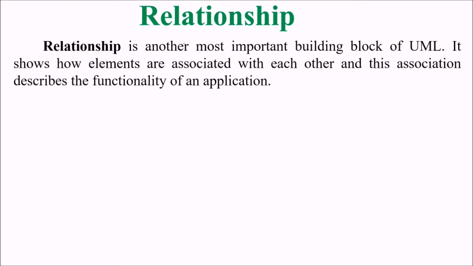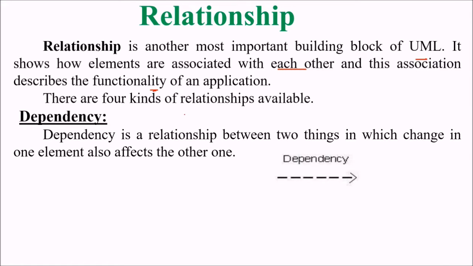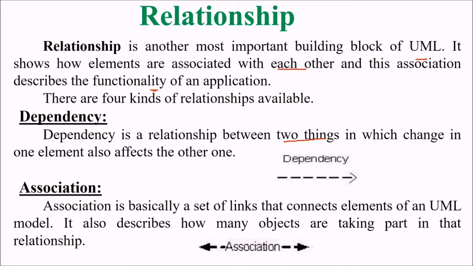of a UML element. Then comes the relationship. Relationship is one of the most important building blocks of UML. It shows how elements are associated with each other, and their association describes the functionality of an application. So there are four kinds of relationship available. Dependency. What is dependency? It is a relationship between two things in which change in one element will also affect the other. Dependency. Association. Association is basically a set of links that connects elements of a UML model.